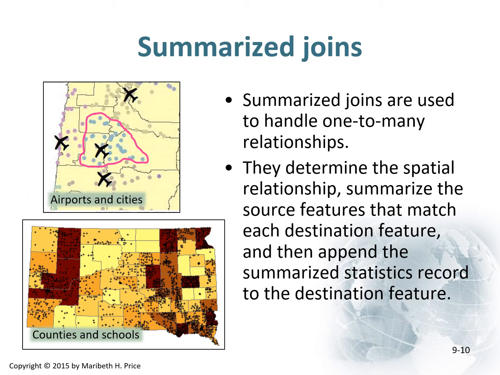Summarized joins are used to handle these one-to-many relationships. They determine the spatial relationship, summarize the source features that match each destination feature, and then append the summarized statistics record to the destination feature.